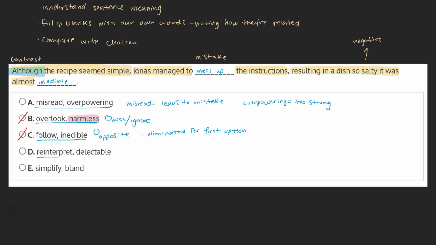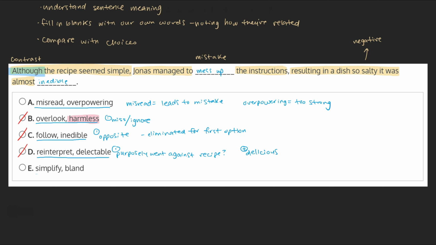D. Reinterpret the instructions, a delectable dish. Reinterpret suggests Jonas chose to intentionally modify or creatively rethink the instructions, which doesn't match the idea that he managed to do something wrong. Furthermore, delectable means delicious, which cannot describe a dish ruined by too much salt. Neither word fits, so we can mark this choice off.